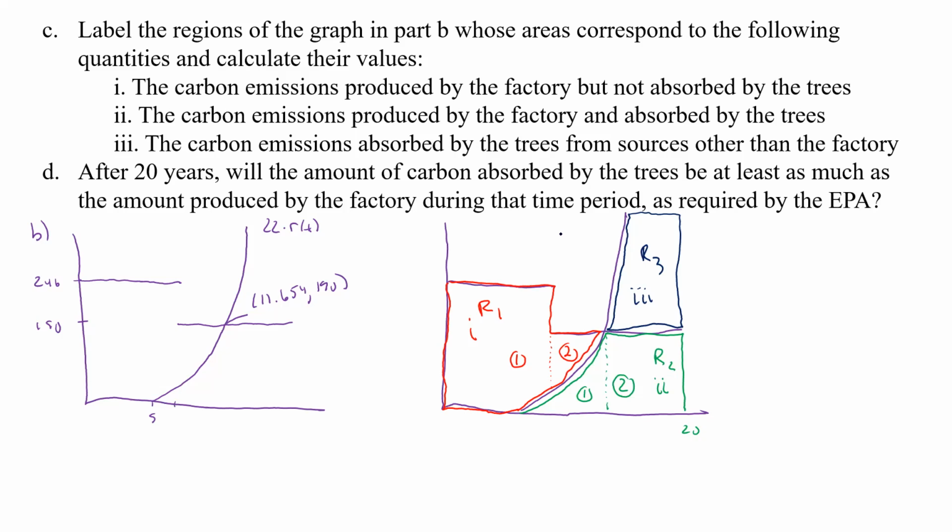Now, what we need to do is also calculate their values. So I think we're going to have to go to another page and start writing those down. Hopefully I have another blank page. All right. Let's look at region 1, and we have part 1 and part 2. So region 1, part 1 is going to be the area under the curve of the 246. And then region 2 is going to be the area under 190.